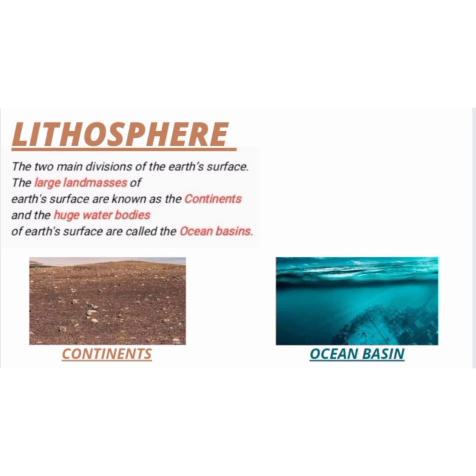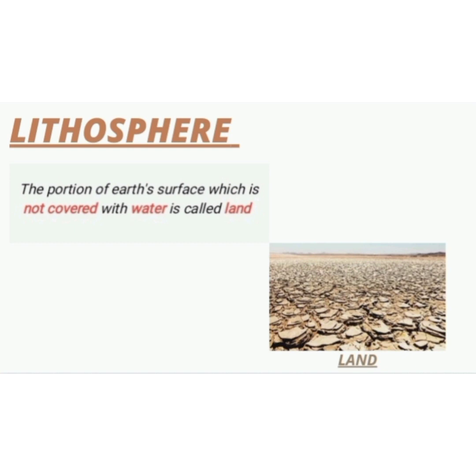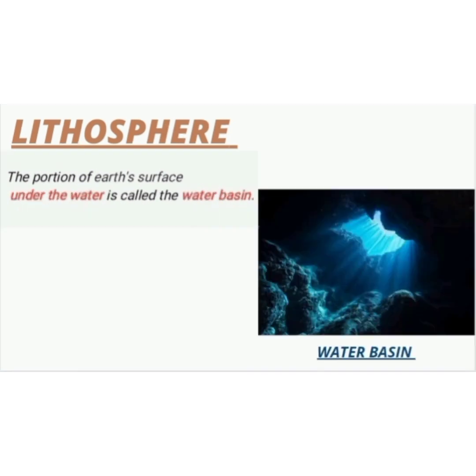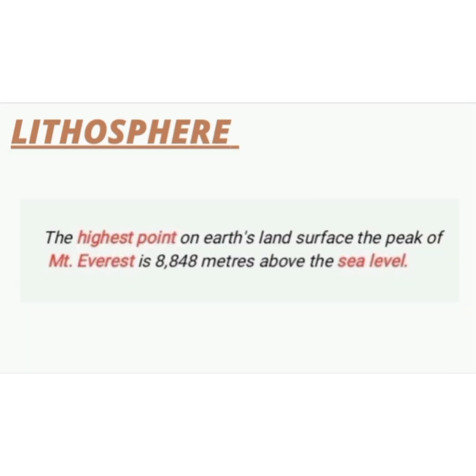Now you see the 2 main divisions of Earth's surface. The large landmass of Earth's surface are known as continent, and the huge water bodies of Earth's surface are called the ocean basins. The portion of the Earth's surface which is not covered with water is called land, and the portion of Earth's surface which is under the water is called water basin.